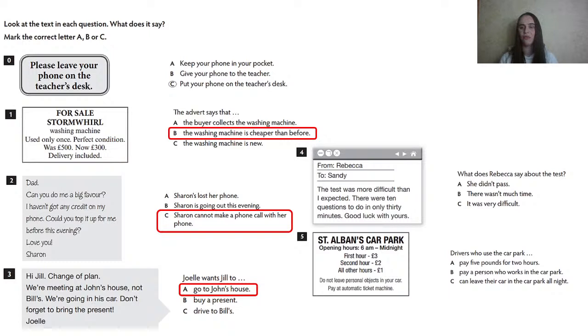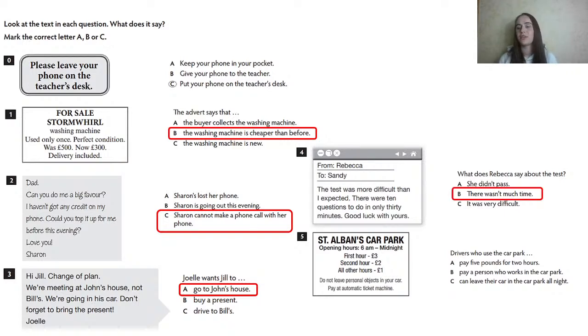Yeah. 4. From Rebecca to Sandy: The test was more difficult than I expected. There were 10 questions to do in only 30 minutes. Good luck with yours. So what does Rebecca say about the test? A, she didn't pass. B, there wasn't much time. Or C, it was very difficult. So what do you think? 4. You say B, C, different answers. So B is the correct one.